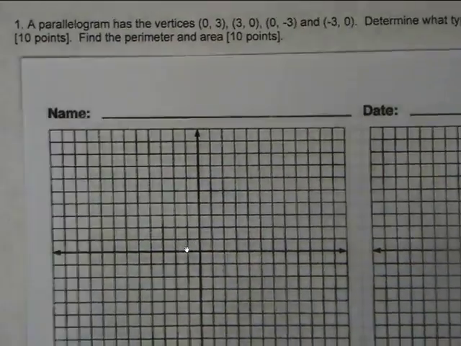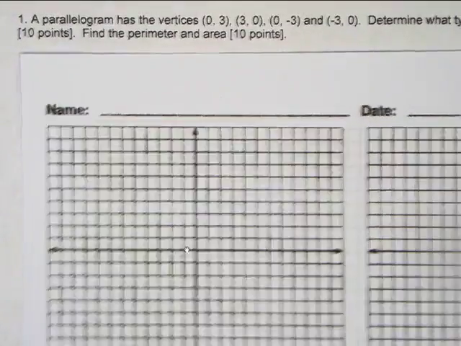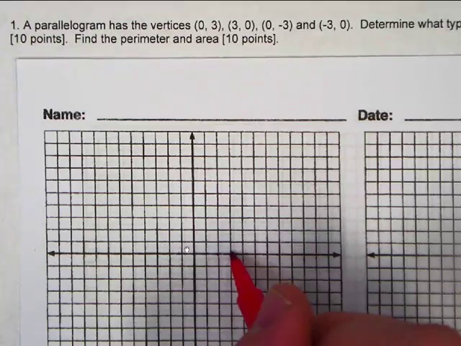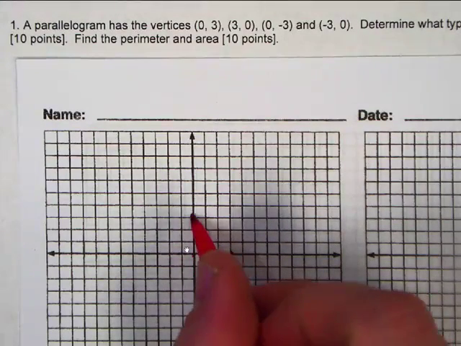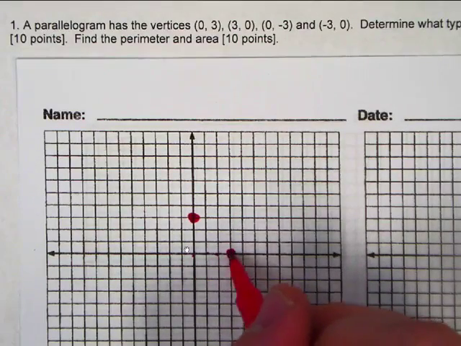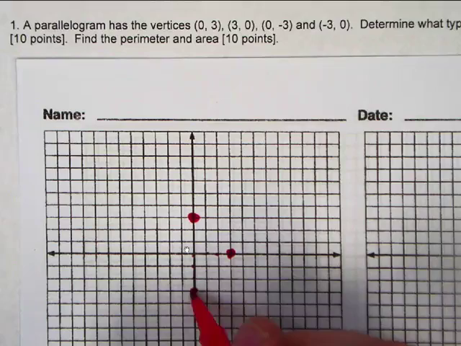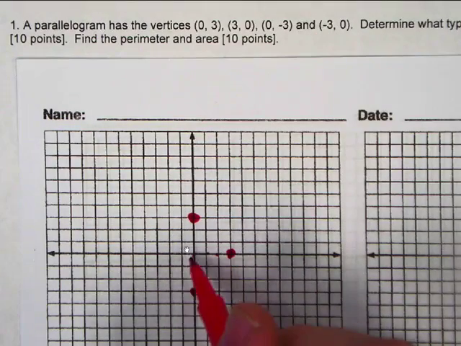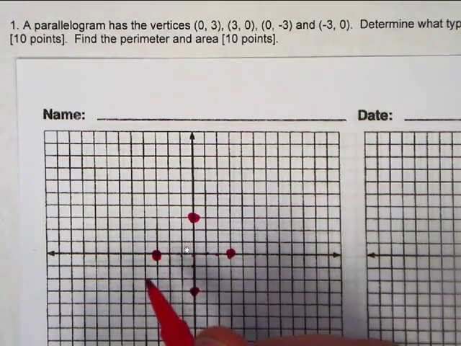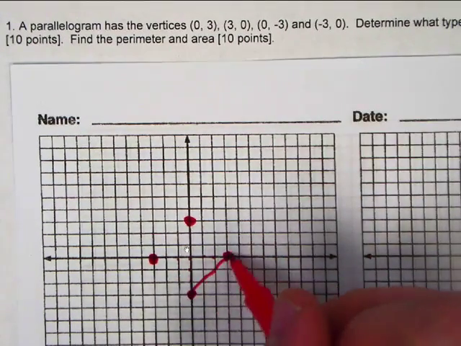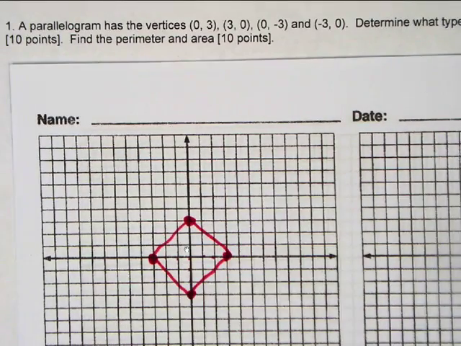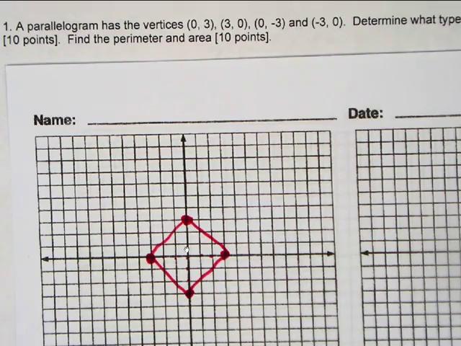If we zoom in so we can see better, the first vertex is 0, 3. X is first, so 0 first, then 1, 2, 3. Then 3, 0. Then 0, negative 3, and negative 3, 0. We see a shape being formed here, and it makes a perfect square. It's just tipped on its side, but it's a perfect square.